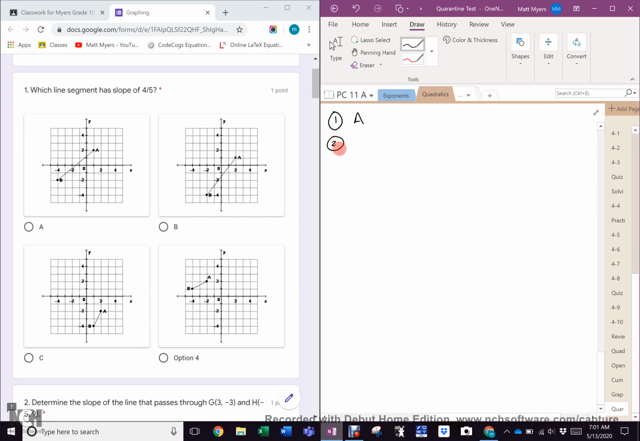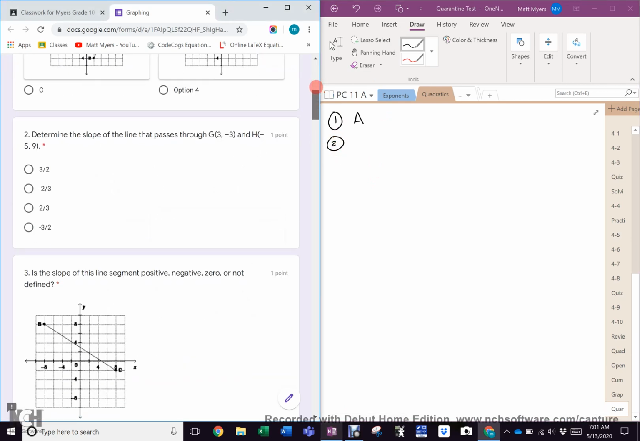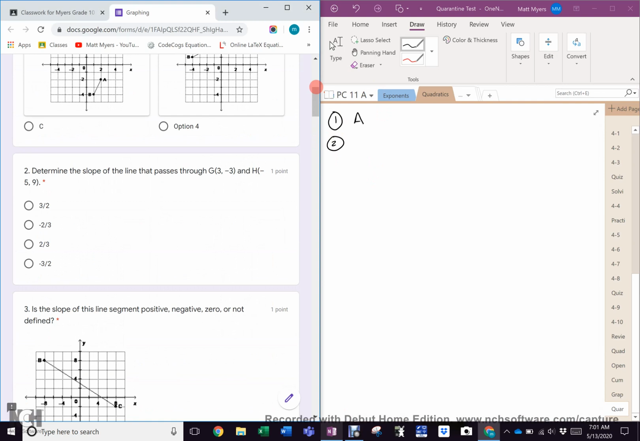Number 2 is, I've got 2 x's and 2 y's, so of course it's 9 minus 3 over 5 minus 3, which is of course negative 5 minus 3, which is of course 12 over negative 8, which is negative 3 halves, which is D.